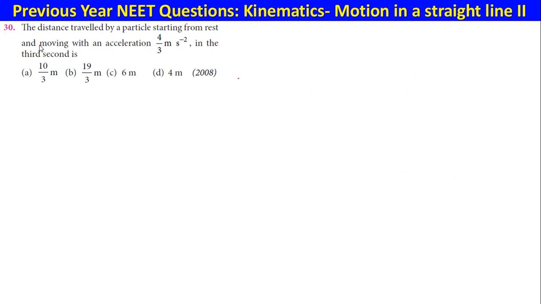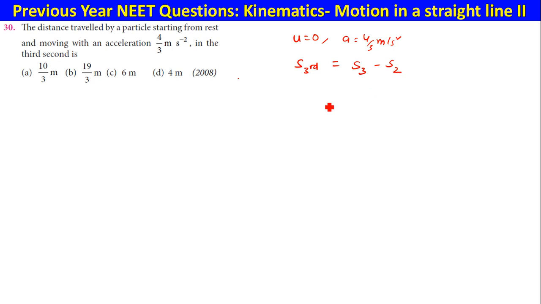Next, the distance traveled by a particle starting from rest, starting from rest means u is equal to 0, and moving with an acceleration a is equal to 4 by 3 meter per second square in the third second. So you need to find the distance traveled in the third second. He is not asking in 3 seconds, he is asking distance traveled in the third second. Generally it is nothing but distance traveled in 3 seconds minus the distance traveled in 2 seconds. That will be the distance traveled in the third second.